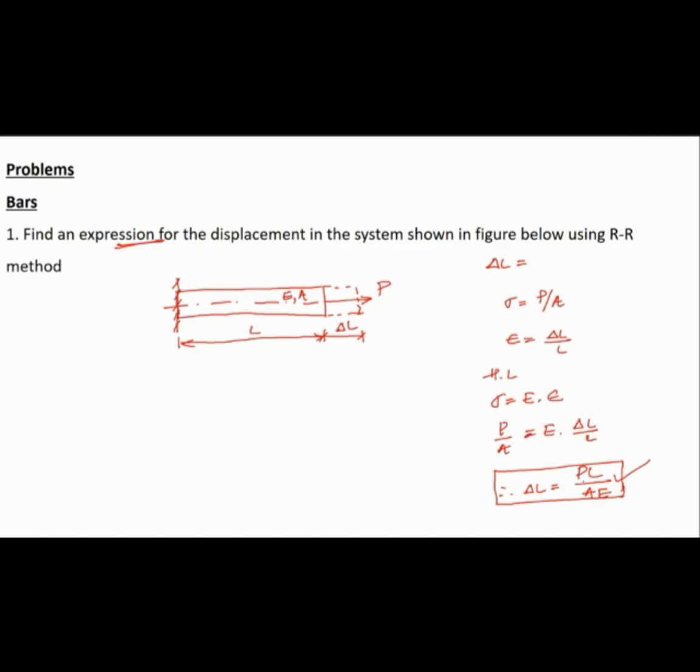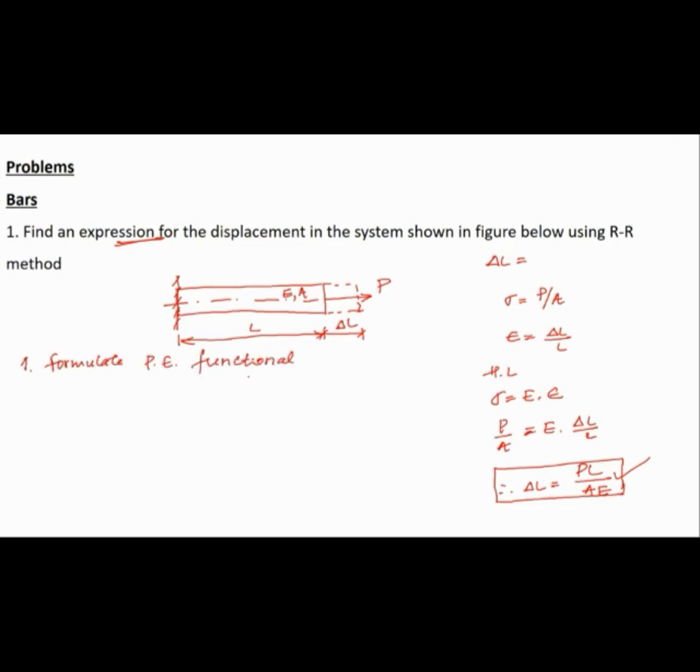This you know using the MOM approach. But the same thing I have to do with the RR method, and I need to check whether I will get the same expression or a different expression. That we will check. Okay. So begin with the first step. What is the first step? Formulate the P functional.